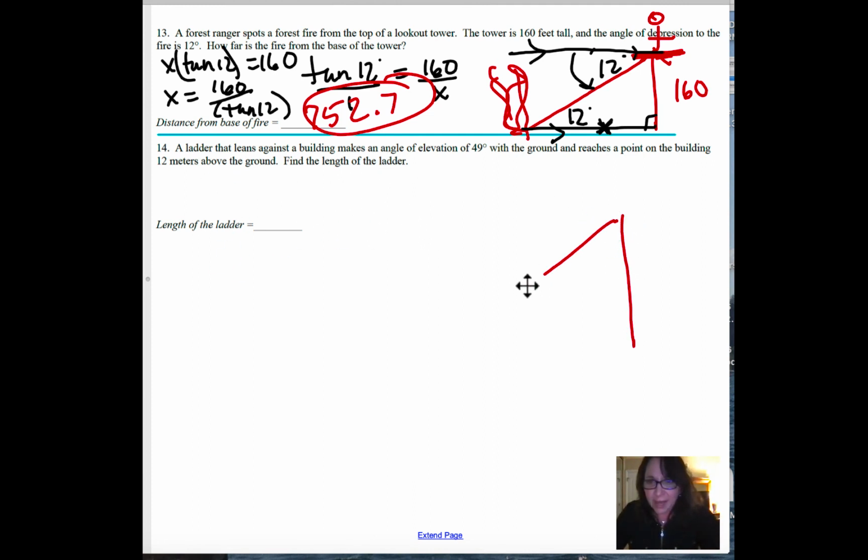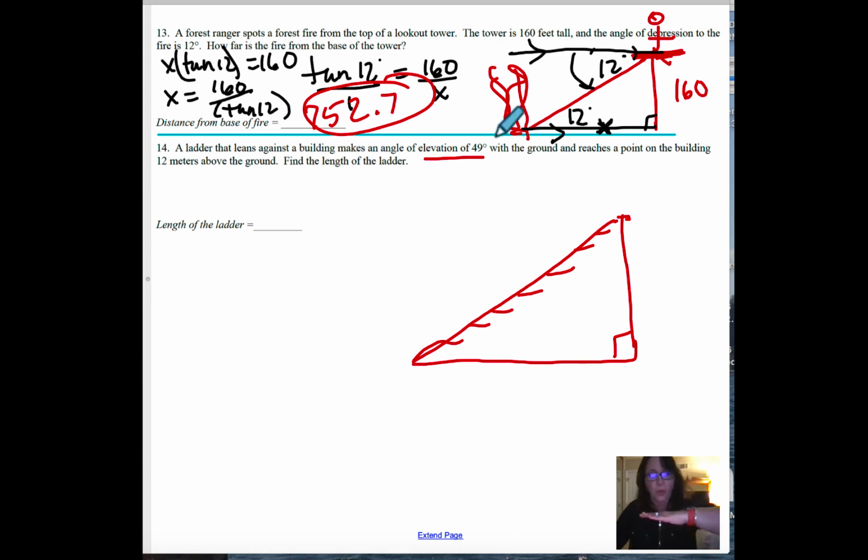In this problem here, it says the ladder leans against the building. So here's my ladder. This is the ladder right here, okay? And it's leaning against this building, and it makes an angle of elevation of 49. So again, angle of elevation and angle of depression always deal with the horizontal. So if it's the elevation, it's the horizontal from the bottom up. And so that's going to be 49 degrees. And it says it reaches the point on the top of the building 12 meters, so we're in meters, above the ground. Find the length of the ladder.